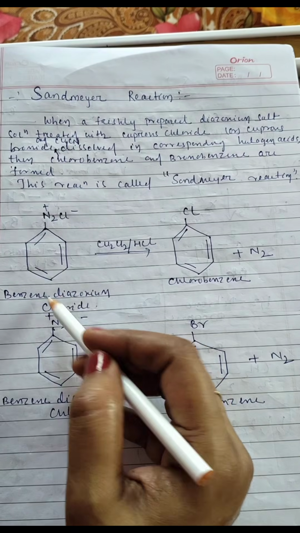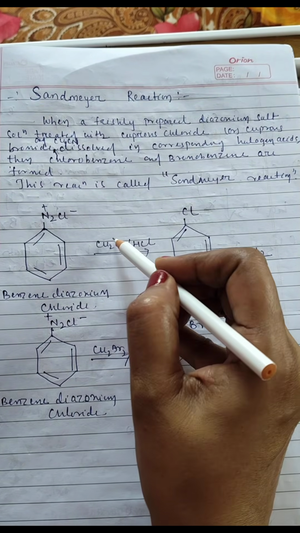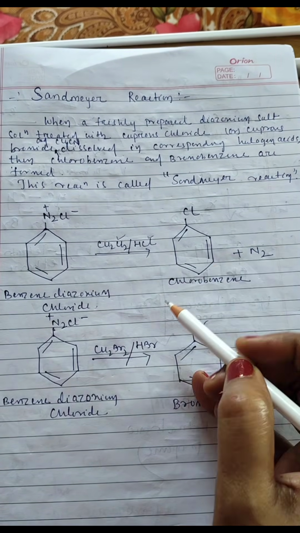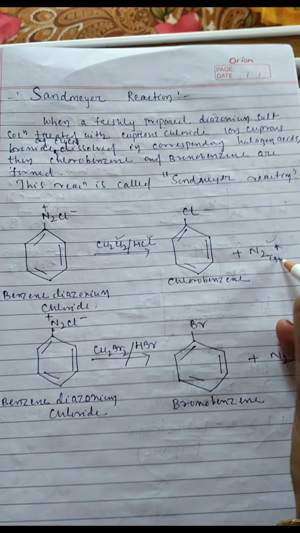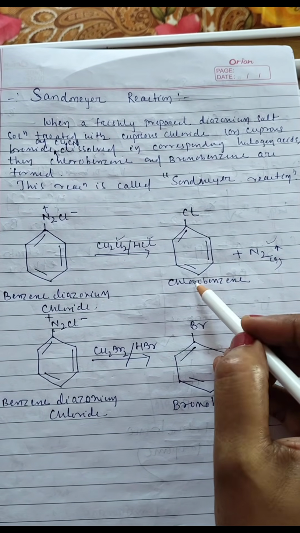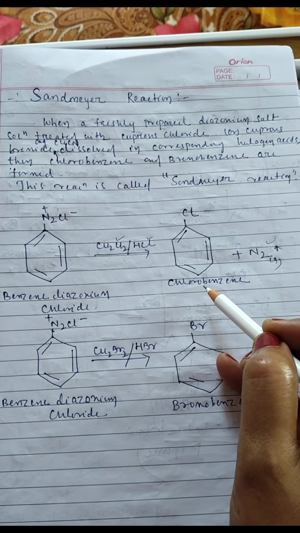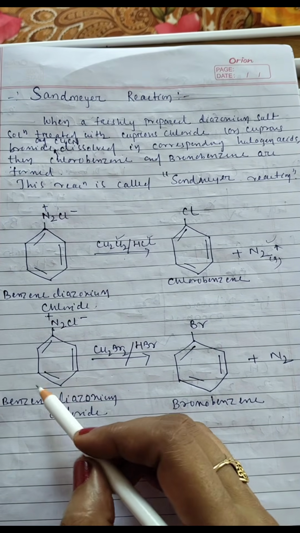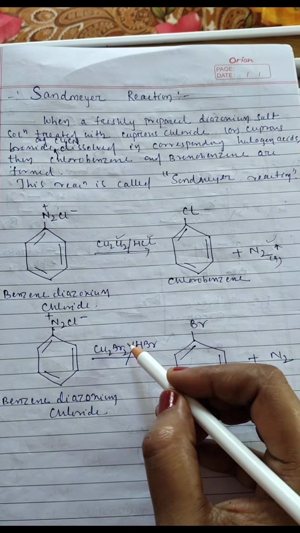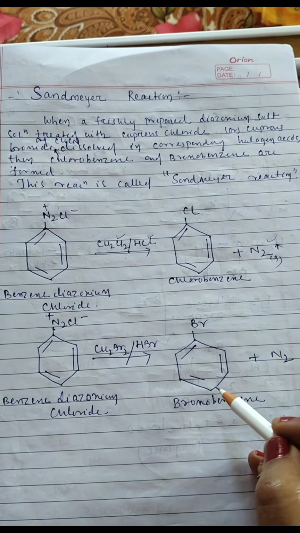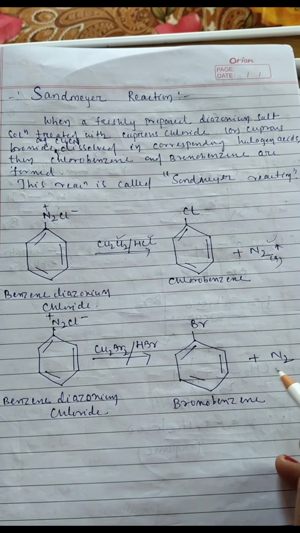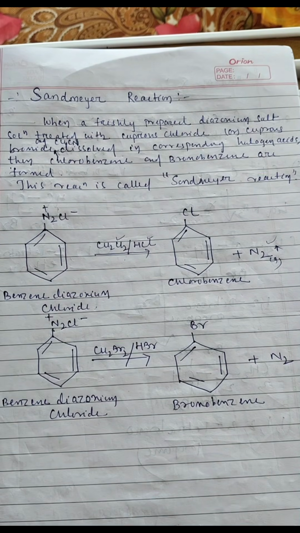Now see here. First of all, we'll take benzene diazonium chloride. When it's treated with cuprous chloride in presence of HCl, then with the removal of nitrogen gas, N2 gas, the halobenzene formed is known as chlorobenzene. Okay? Similarly, if you take benzene diazonium chloride in presence of cuprous bromide, Cu2Br2, in presence of HBr, then it will form bromobenzene with the removal of N2. Okay? Nitrogen gas.